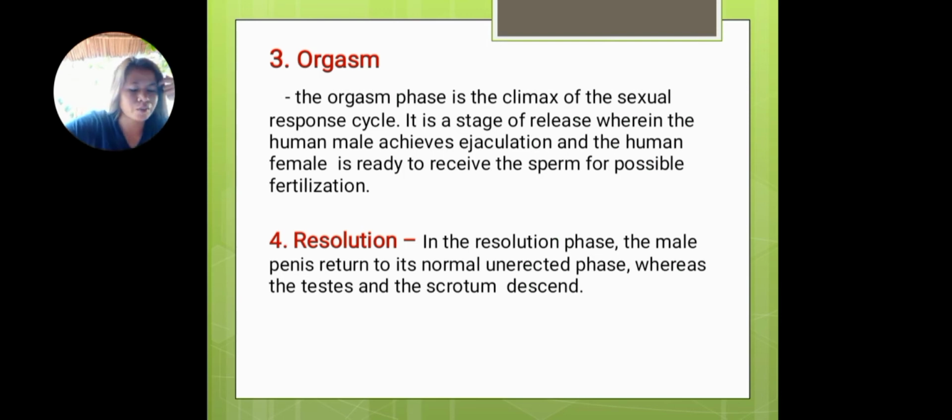So, dali lang ni nila ma-feel. Pero mao ni ang gitawag nga climax. So, sa kadaghanan, ang nag-ingon nila, mao ni ang pinaka-lami nga moment sa mga nag-intercourse or nag-sex.